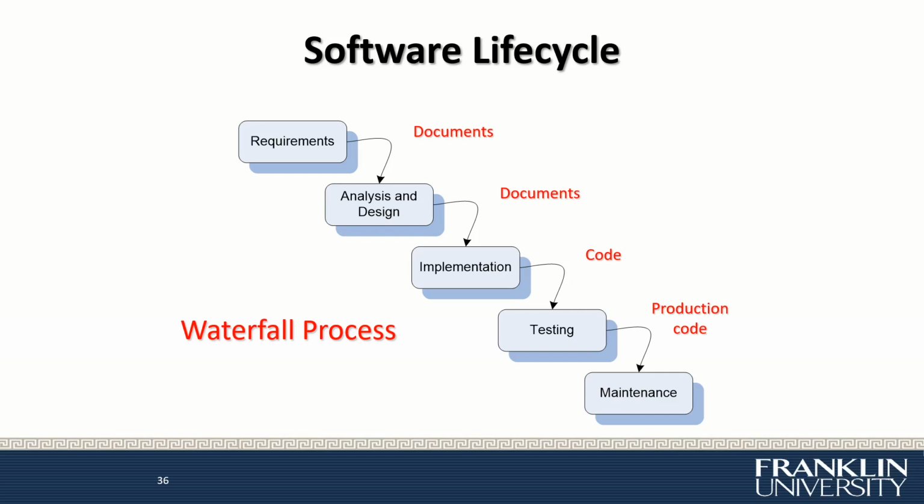There are 5 steps in the waterfall process. They are requirements, analysis and design, implementation, testing, and maintenance. Each step produces an output. The output can be document or production code.